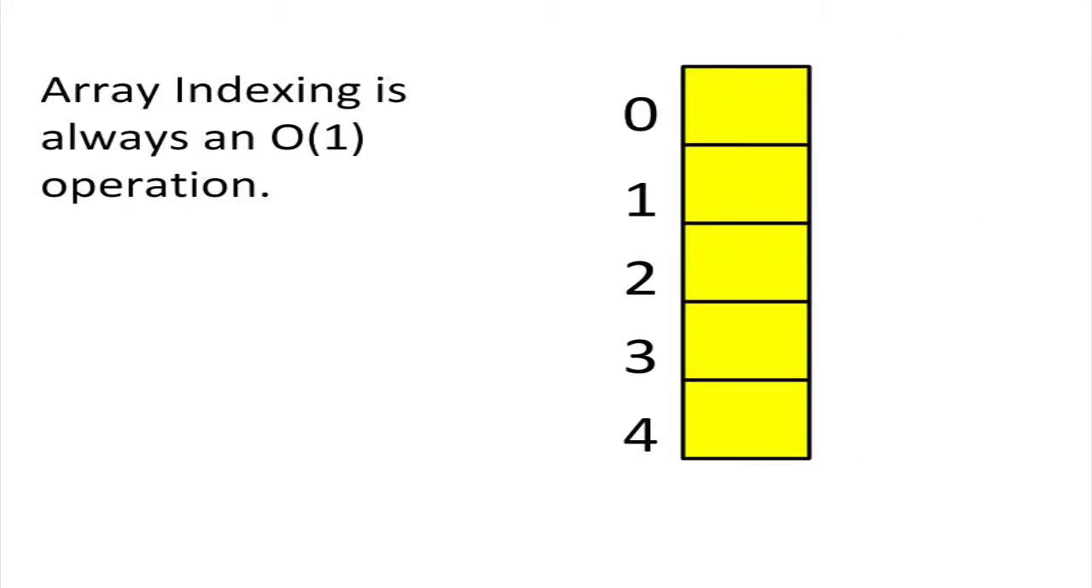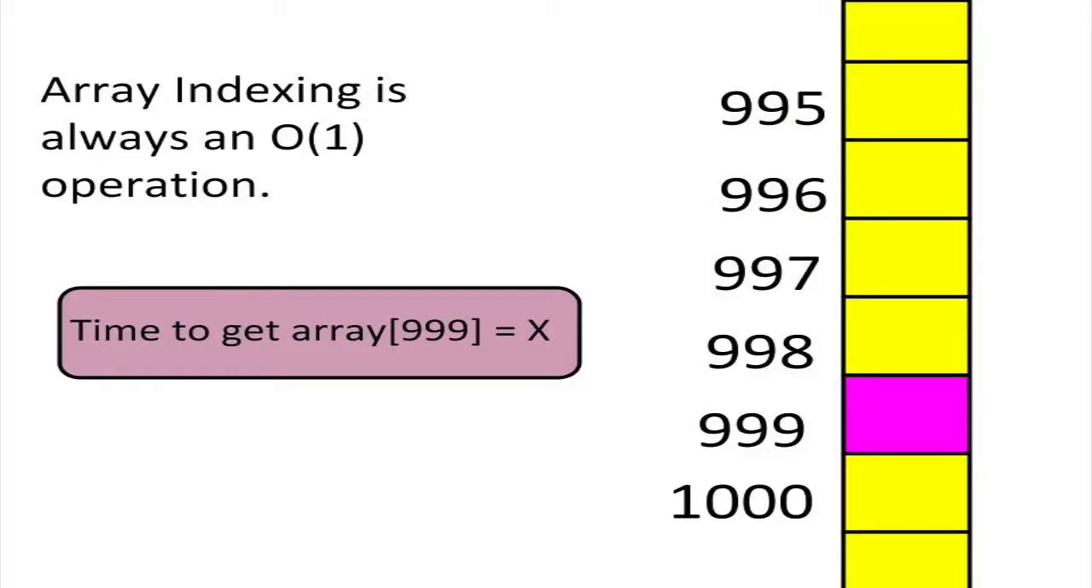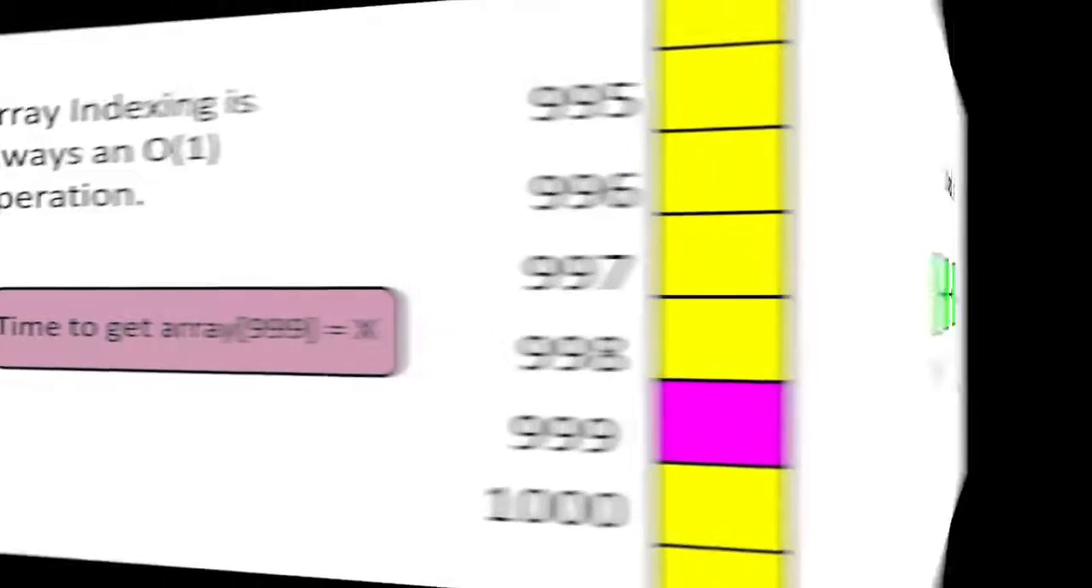Looking up elements by index makes an array very efficient. No matter where an item is stored in the array, it always takes the same amount of time to retrieve it. In technical terms, getting an item from an array is an O of 1, or constant time, operation.